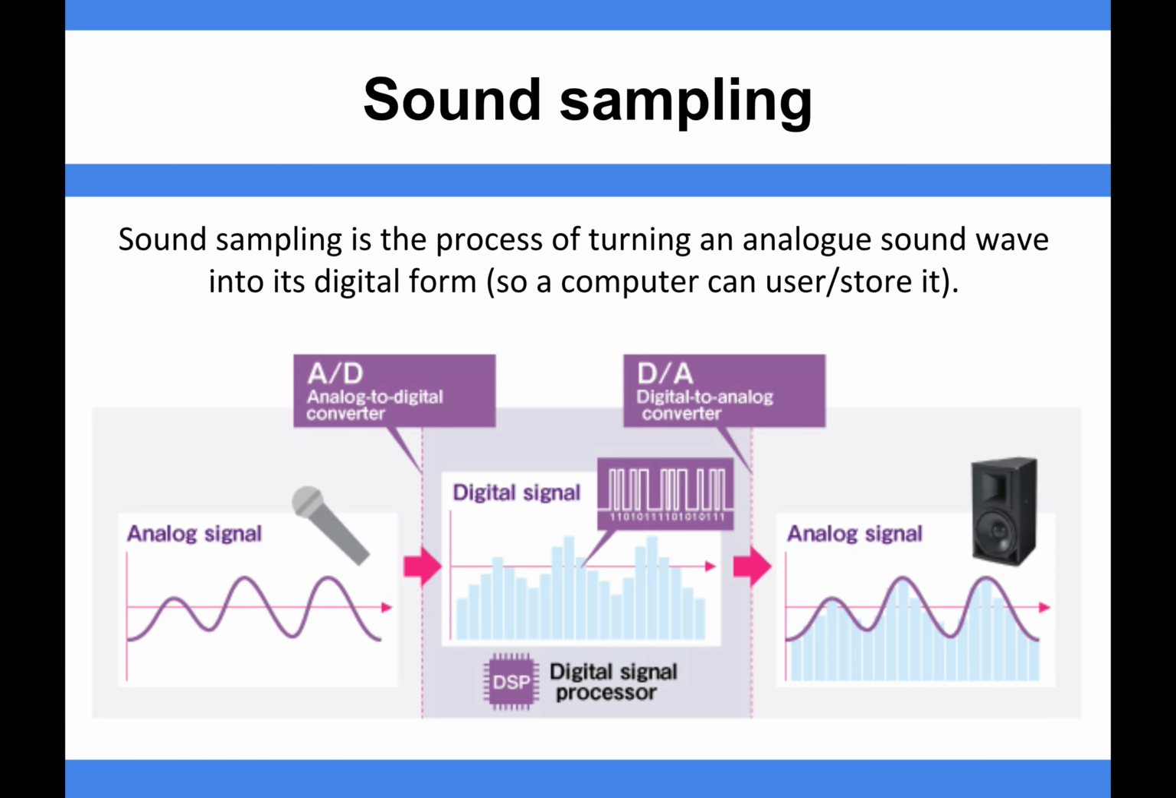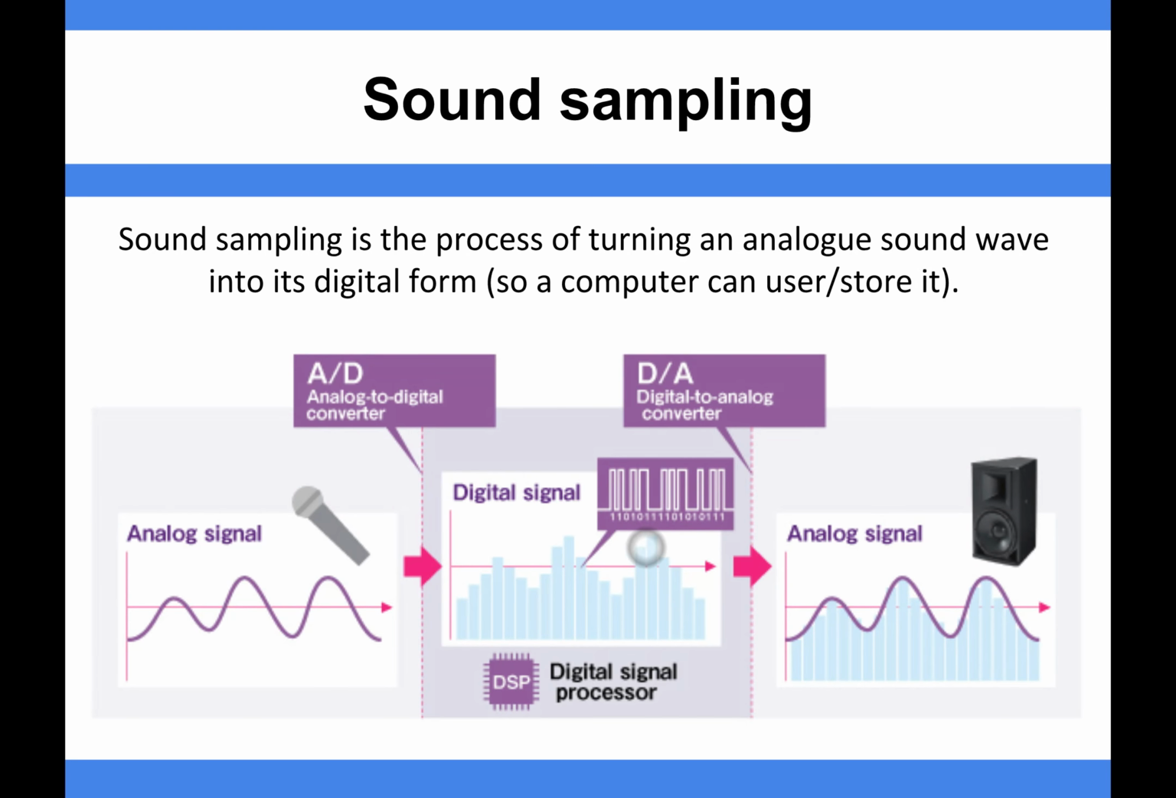Sound sampling is the process of turning an analog sound wave into a digital representation of that wave. Essentially, we can use different equipment, but if you imagine a microphone, that is taking in an analog sound wave, which is produced by vibrations when we speak. Then we'll have an analog to digital converter, and I'm going to take you through the steps of what this actually does, that stores that wave in its digital form.